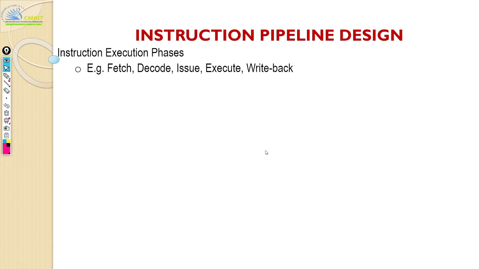The stages in your instruction pipeline are fetch, decode, issue, execute, and write back. This is completely architecture dependent. You can have different variations of this. In this book, for our curriculum, we are going to focus on this particular architecture where you have fetch, decode, issue, execute, and write back. So what happens in fetch?